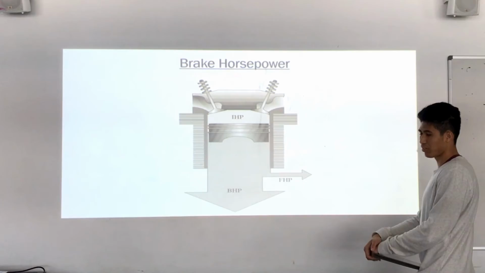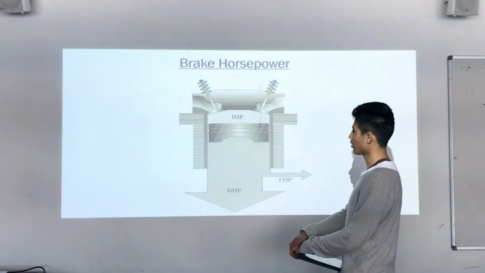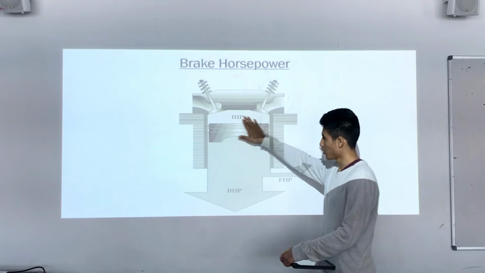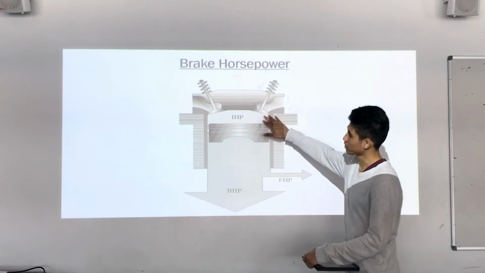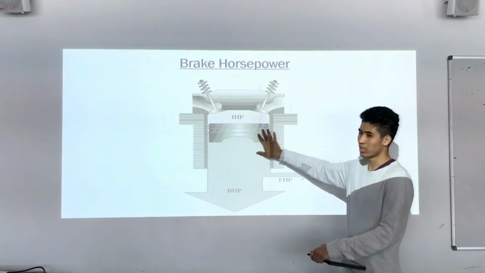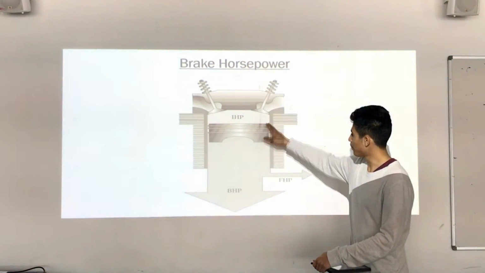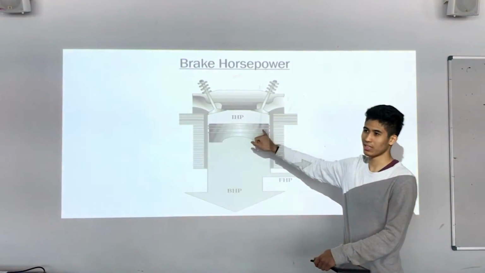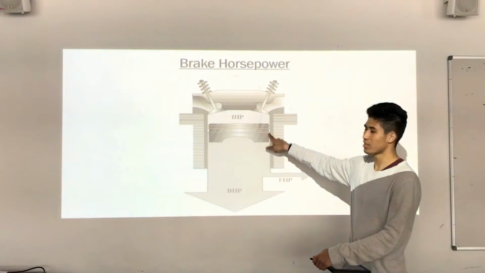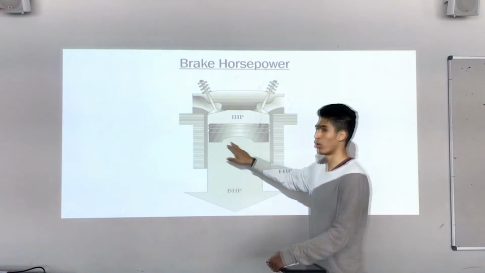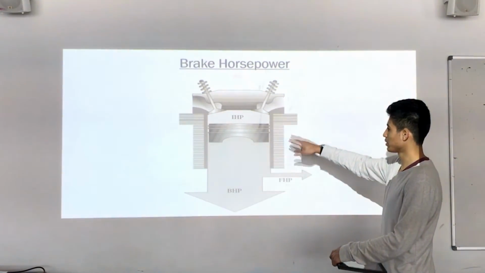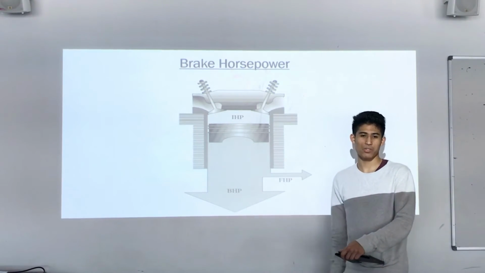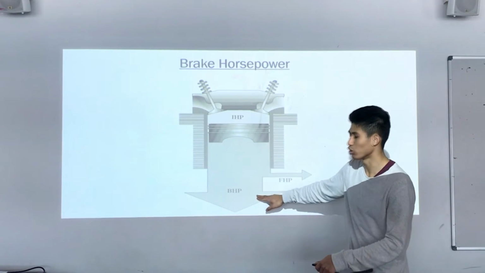Here is an example image for brake horsepower. We have a fuel-to-air mixture here inside the cylinder where it's being burned. We have 40% lost through the exhaust, and we are left with 60%. 10% is lost through friction between the piston and the cylinder wall, which can then be reduced by the oil barrier between the piston and the cylinder. The remaining energy that can be used as useful energy is called brake horsepower.